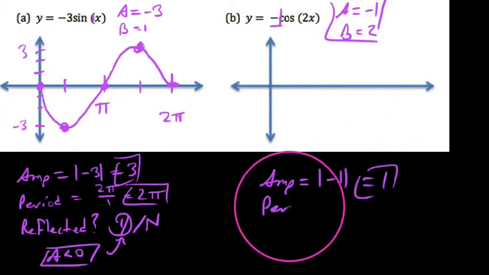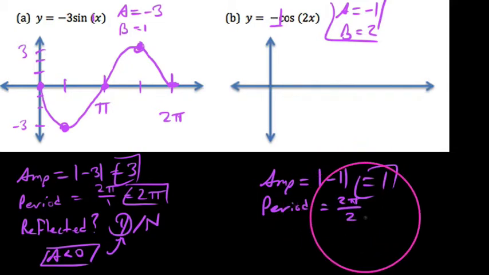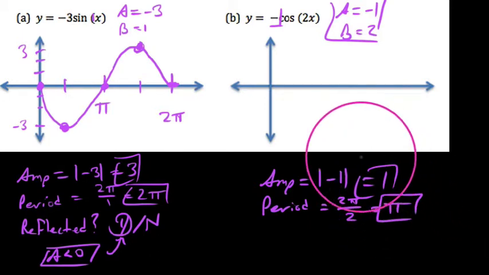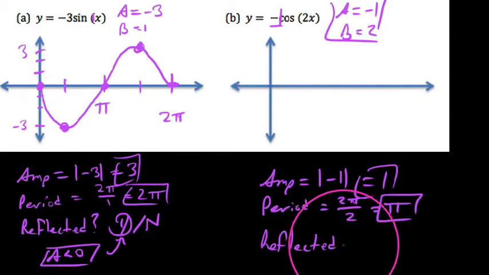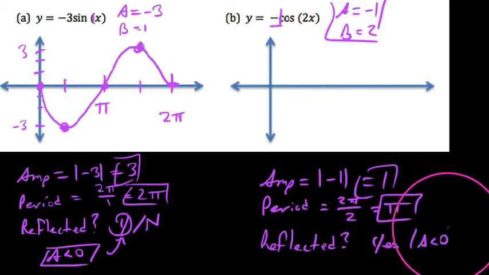We say the period of this graph is going to be equal to 2 pi over b. And our b value in this case was 2, so we get a period of only pi on this graph. It's only going to take a pi radian input to go through one full cycle. Also this, we say, is it reflected? Okay, and we notice that our a value here is, again, negative. So we say yes. And the reasoning here is because a is less than 0.